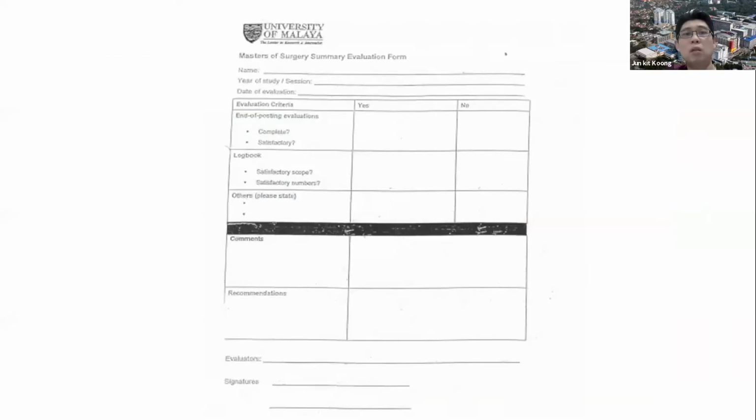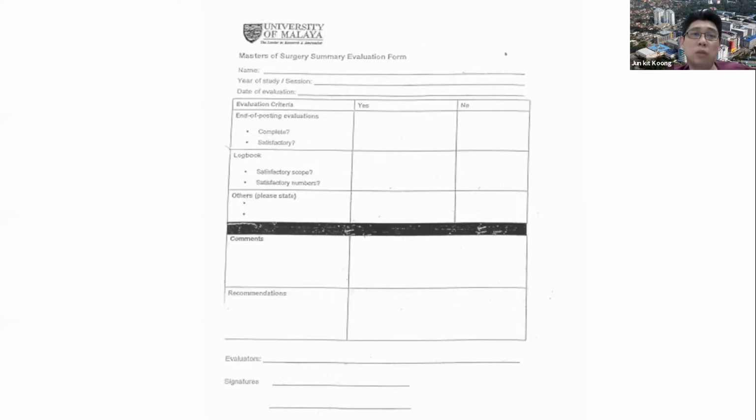When we assess all these things, these 4 items, your case write-up, the CPD portfolio, your logbook, as well as your assessment forms, we will then fill up this form at the end. This form is usually checked by 2 or 3 trainers. Okay, and we will look at all of these 4 components and see whether you satisfactorily fulfill the requirements to actually sit for the exam.